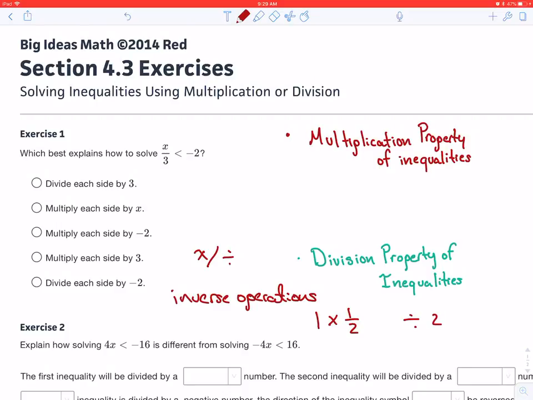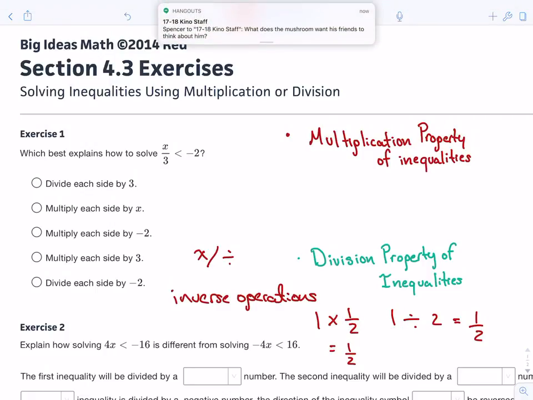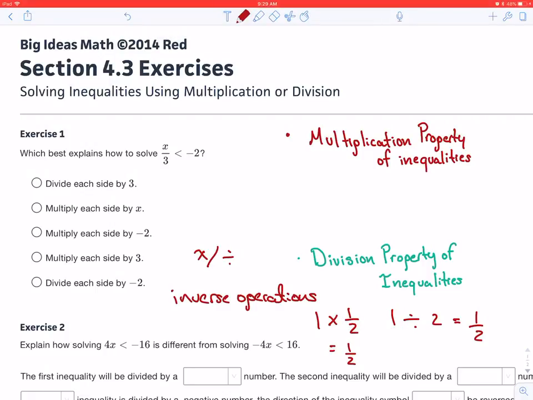Let's just pick any number. 1 times 1/2 would equal 1/2. 1 divided by 2, or 1 over 2, equals 1/2. And so that's how you can see that they are inverse operations. You can use multiplication and division to get to the same answer. You just have to use the reciprocal of them.